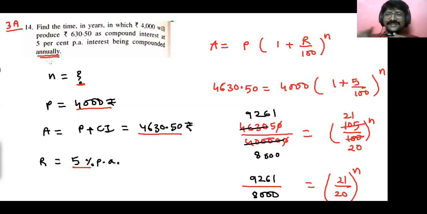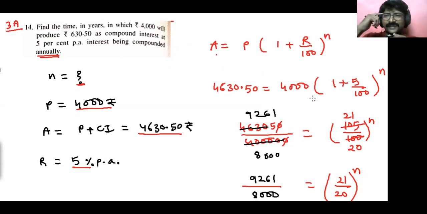In the next exercise, in 3B, they may use the word semi-annually. So then that's how the next exercise is formed. Are you understanding? Nothing else. So anyway, we'll start using the formula. Amount is equal to P open the bracket 1 plus R upon 100 raised to power n. We use the formula and then we'll just plug the values. Amount we know, principal we know.